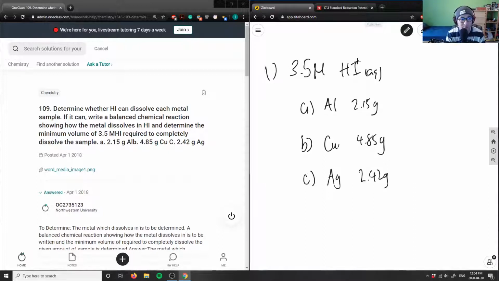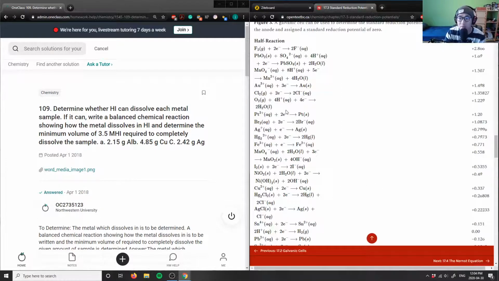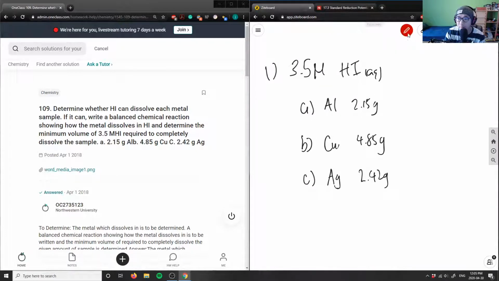So what we have to do is look at our standard reduction potentials, and I brought it up here as well. You can look at the half reactions in terms of the standard reduction potentials, and look at your potential as well, and see whether or not this reaction will take place. So let me write down these values for you.